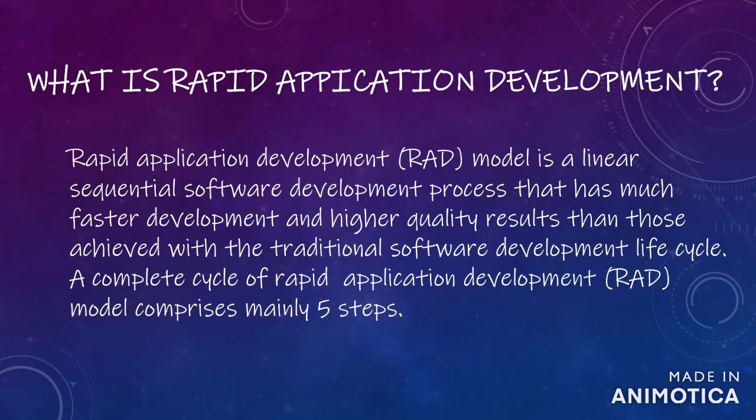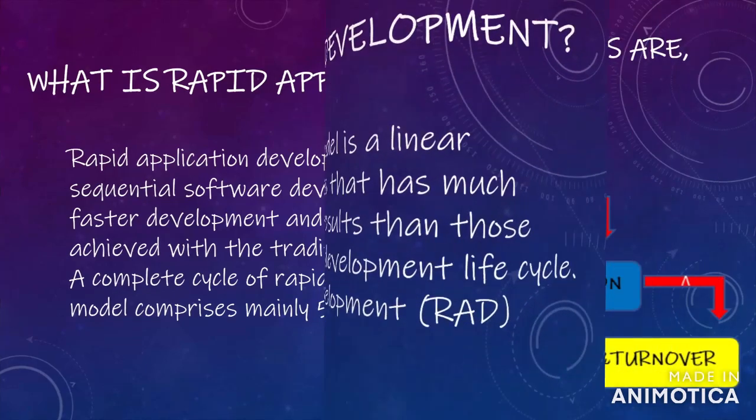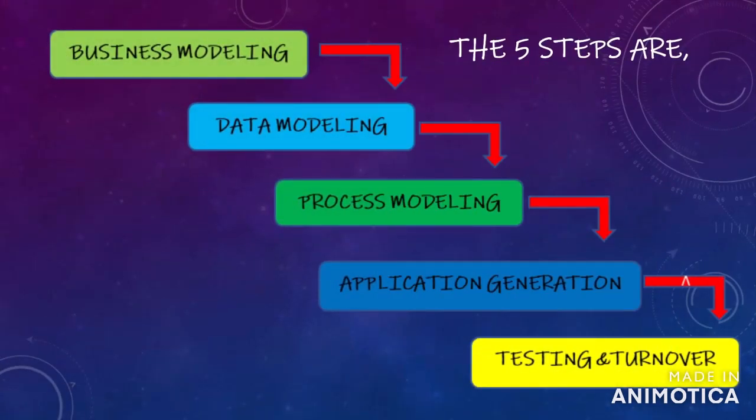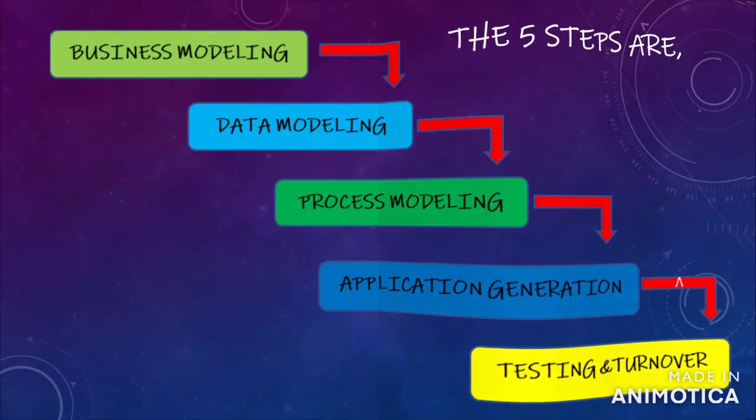What is rapid application development? Rapid application development model is a linear sequential software development process that has much faster development and higher quality results than those achieved with the traditional software development lifecycle. A complete cycle of rapid application development model comprises mainly 5 steps. They are business modeling, data modeling, process modeling, application generation, and testing and turnover.